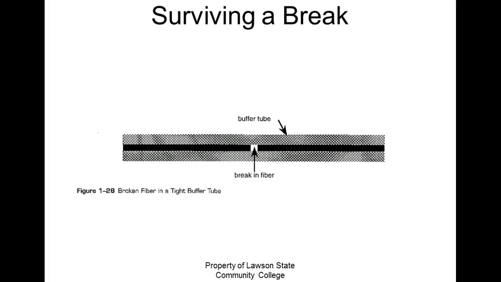Of course, what's nice about having these buffers is that you can have a break inside the cable and you'll still get some light through. Now, it's probably going to attenuate a lot because we're going to have reflection coming off that break, since that break is probably not going to be perpendicular, but at least the cable might operate. And this is one big advantage of having a tight buffer tube.